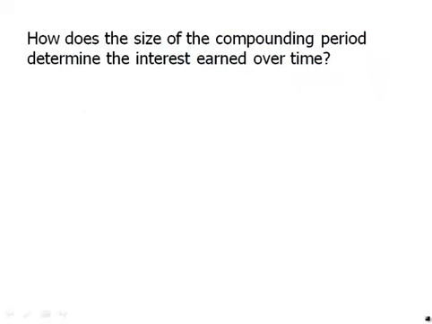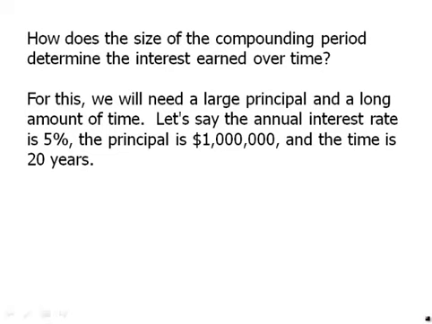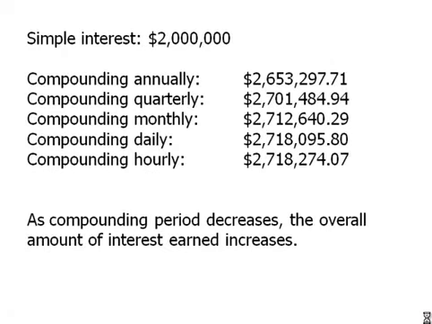How does the size of the compounding period determine the interest earned over time? For this, we will need a large principal and a long amount of time. Let's say that the annual interest rate is 5%, the principal is $1 million, and the time is 20 years. So we're really pumping up both the amount that we're dealing with as well as the time to look at these subtle differences. So, on that scale, simple interest would give us $2 million after 20 years. Compounding annually would give us 2.6, and then we see the other numbers for compounding quarterly, monthly, daily, and hourly.